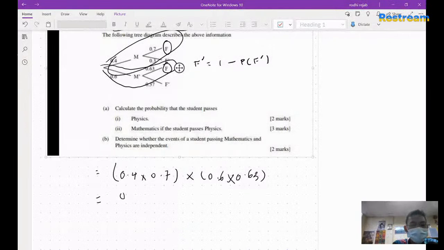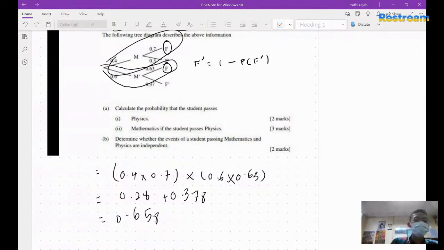I calculated it just now, and I got 0.658. That's the probability of passing physics.